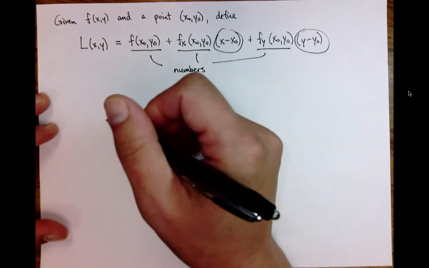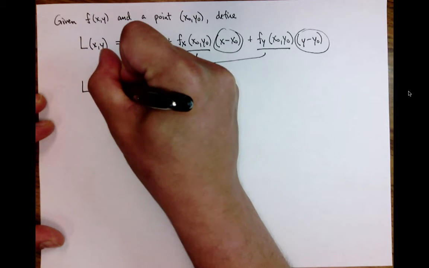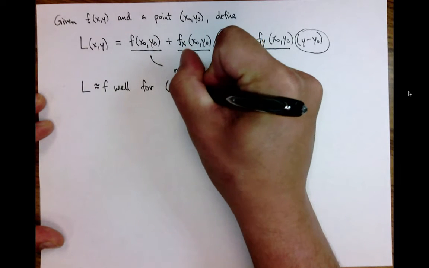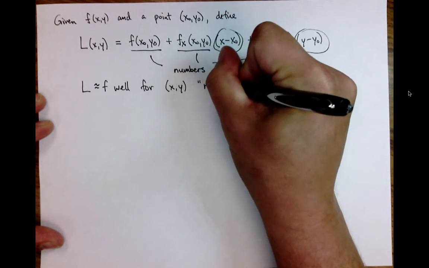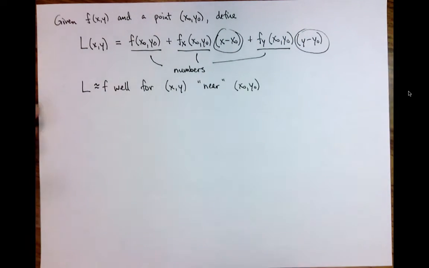So the idea is that L approximates f well for values of x and y near the original point. Now neither of those statements is very precise, what we mean by approximating well or being near. It's just kind of a general sense of how this is supposed to work.